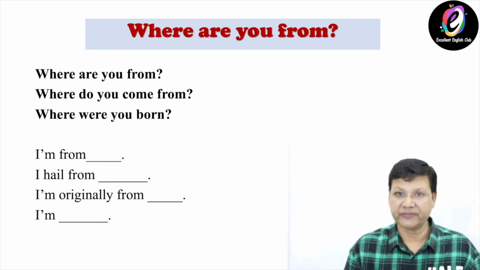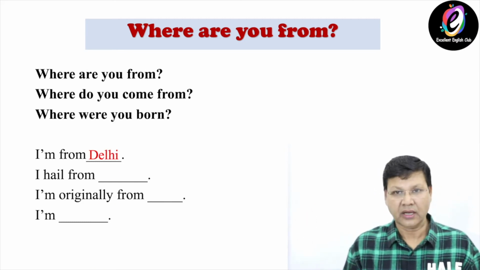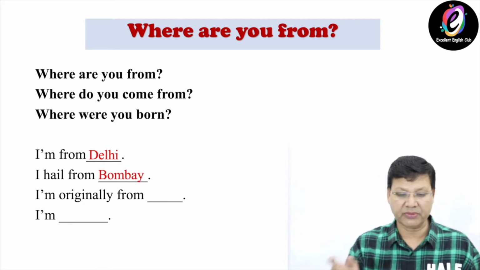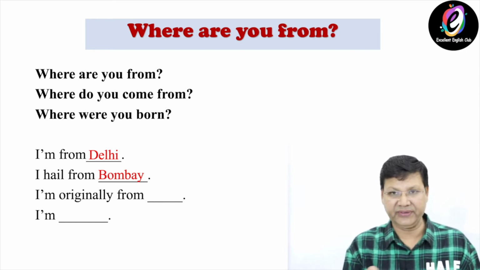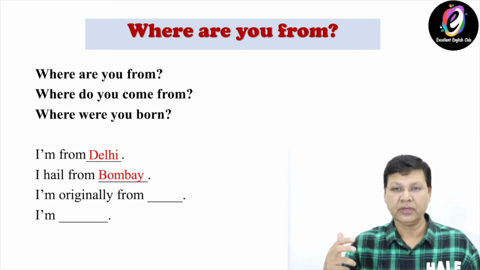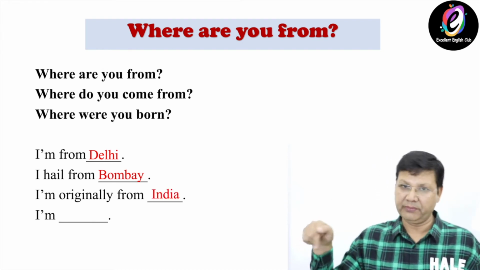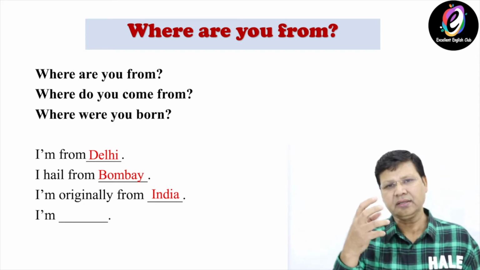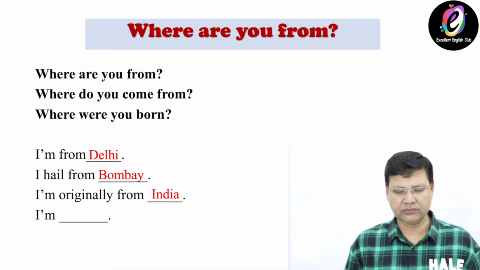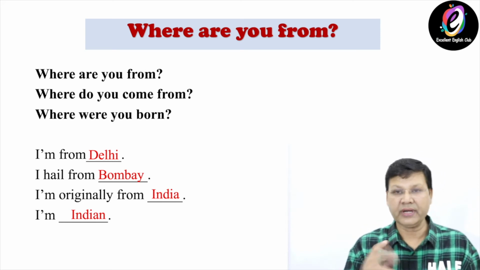Now there are four different examples of answering these questions. For example, number one, I am from Delhi. Number two, I hail from Bombay. Number three, now you will tell your country here. For example, you are in Singapore and you are speaking from Singapore and you are telling I am originally from India. Okay, and the last one is you will tell the nationality. I'm Indian. How you will say? I'm Indian. So these are the four different ways to answer where are you from.